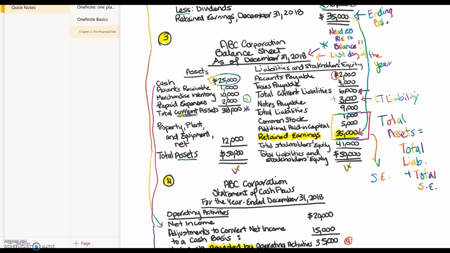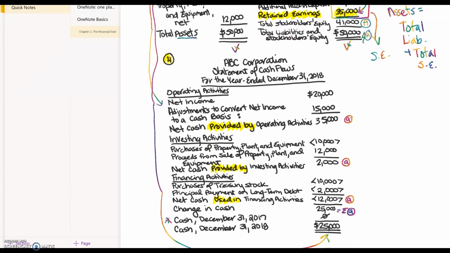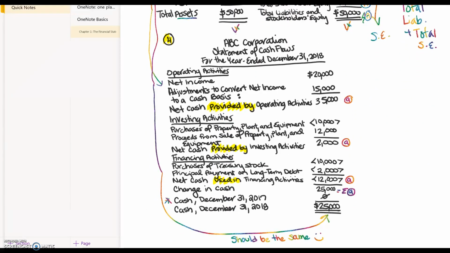And then we're going to take total liabilities plus total stockholders' equity. Sum of those two amounts, 9 plus the 41, gives us our 50,000 total liabilities and stockholders' equity. And this is just showing you that, yes, they do match. They're supposed to match, internally consistent. The last financial statement that we prepare is the statement of cash flows. So we're showing how the company spent and received cash during the year.